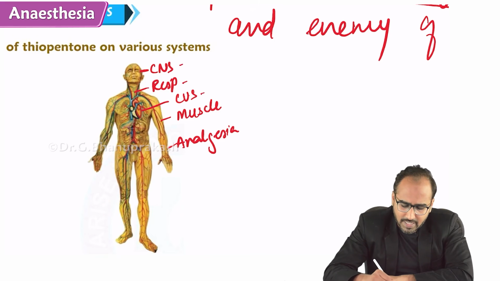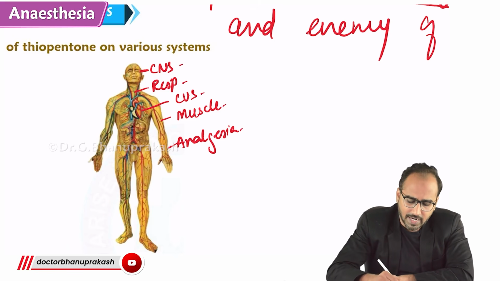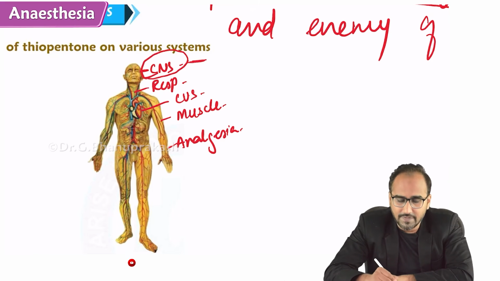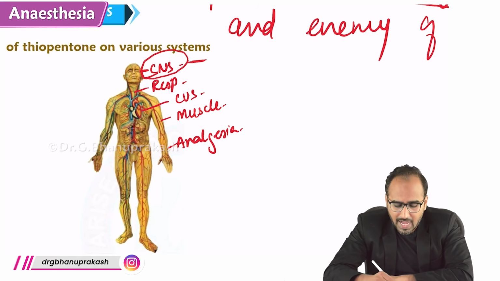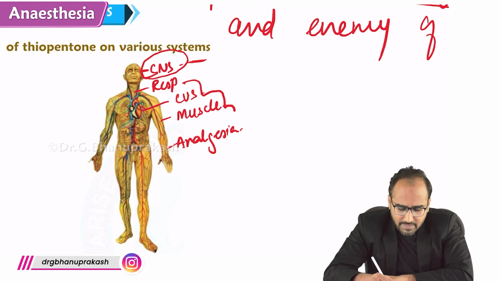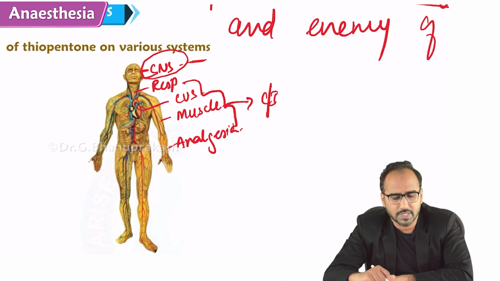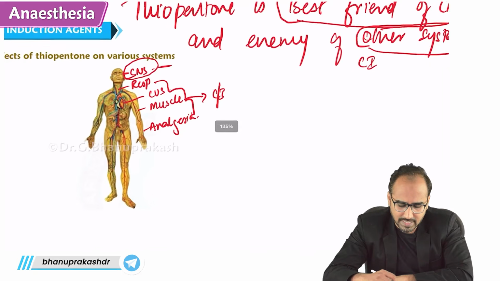CNS, respiratory, cardiovascular, muscle and analgesia. These are the systems. So I told you to remember in one line: sodium thiopentone is the best friend of CNS. It is used as an IV induction agent of choice for all CNS problems. As it is an enemy of other systems such as respiratory, cardiovascular, muscle and analgesia, sodium thiopentone will be having contraindications to those systems, right?